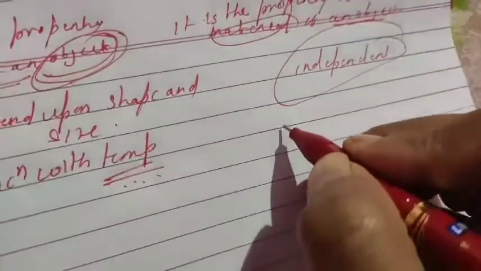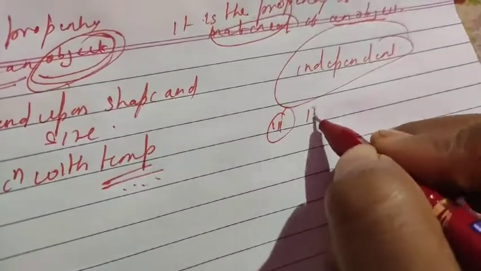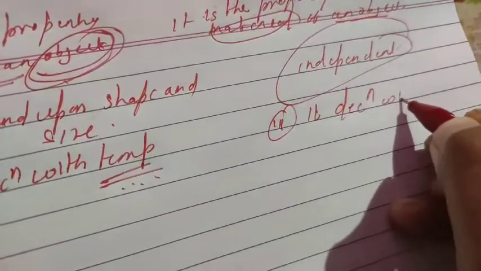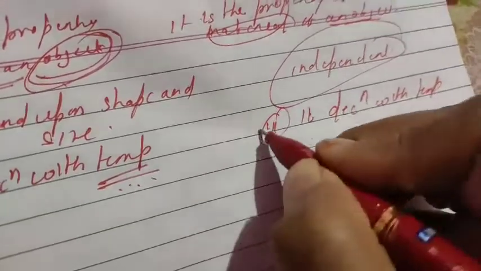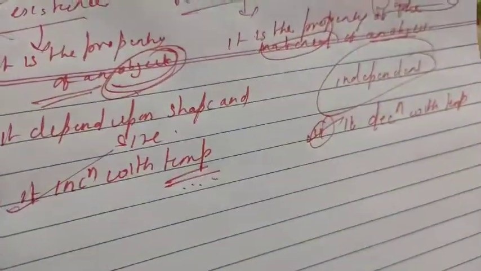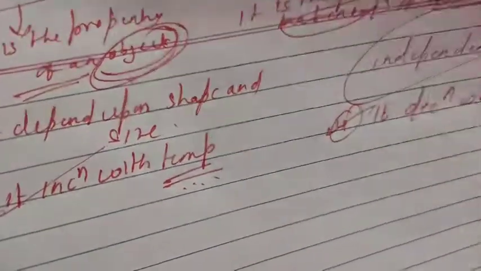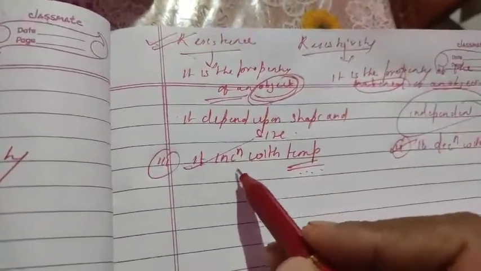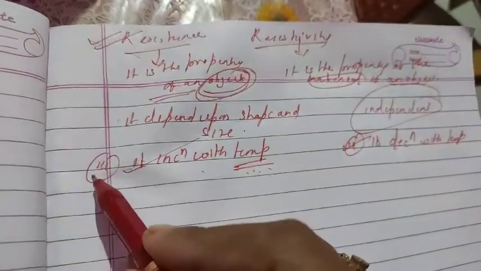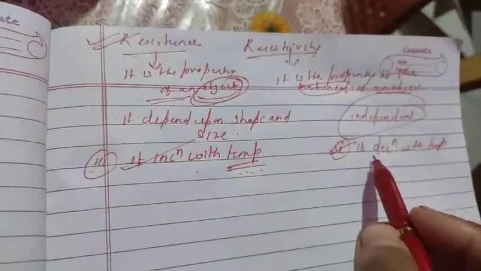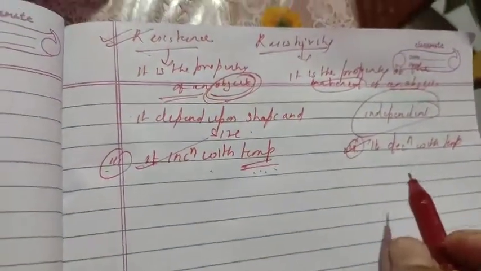But resistivity is totally opposite. It decreases with temperature. Clear? This is the most important factor, how resistivity changes. So these are the concepts which you have to remember, students. Resistance increases with temperature. But resistivity, what happens? It decreases with temperature. Clear?